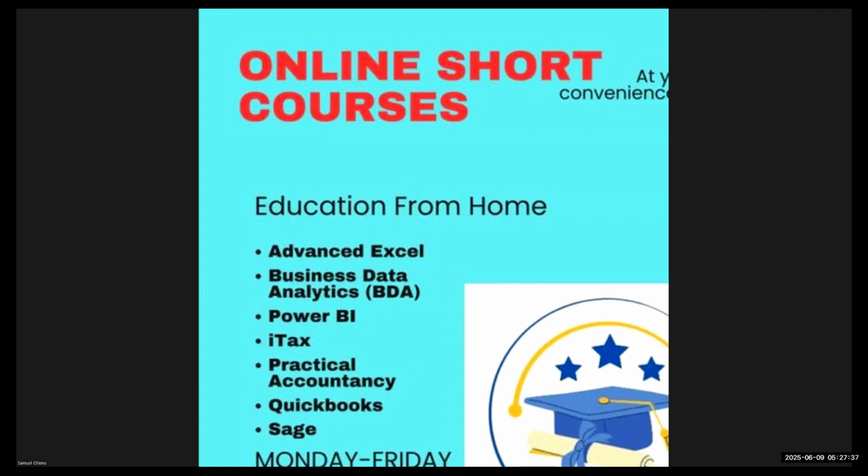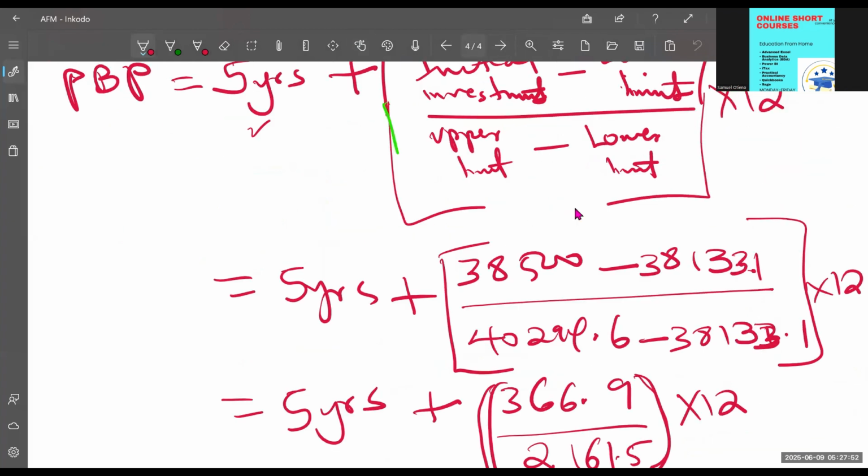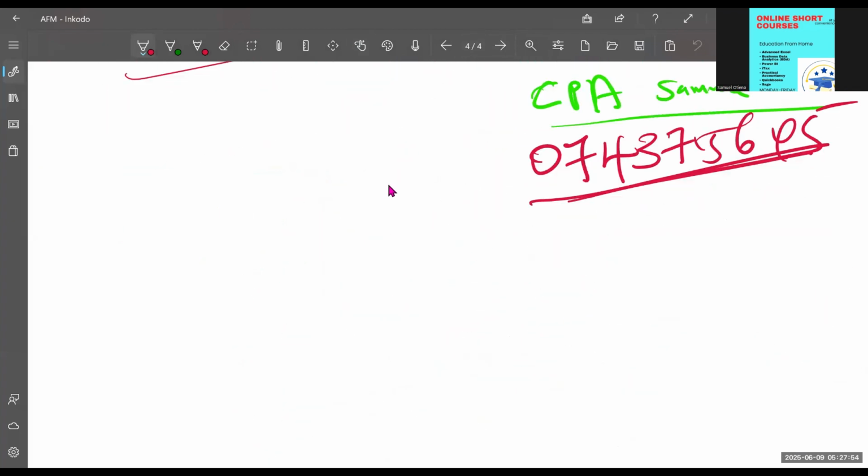Very good. So now we already got our payback period, discounted payback period for project X. So we are going to do the same procedure to do the payback period for project Y. Very good. So let's go ahead and do that for project Y.